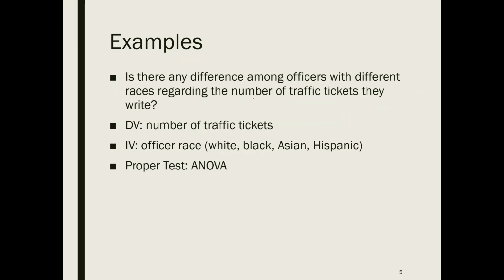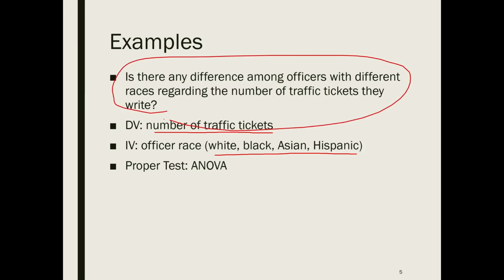Differently, if we're using the officer's race and the number of tickets they write, and we used this example in the previous PowerPoints, the dependent variable will be the number of traffic tickets the officer writes, and the independent variable will be the officer's race, and it has 1, 2, 3, 4 groups. Since the independent variable has more than 2 categories, like 3, 4, 5, we are going to use ANOVA, which will be covered in another PowerPoint.